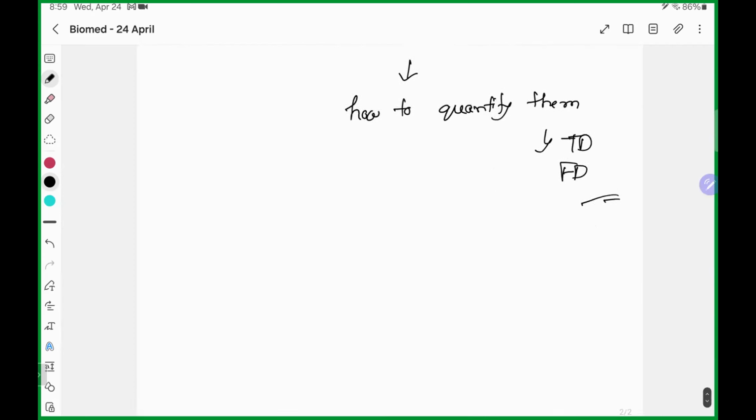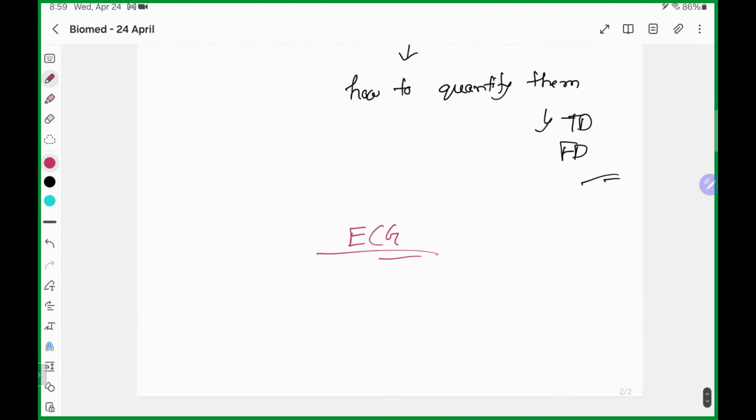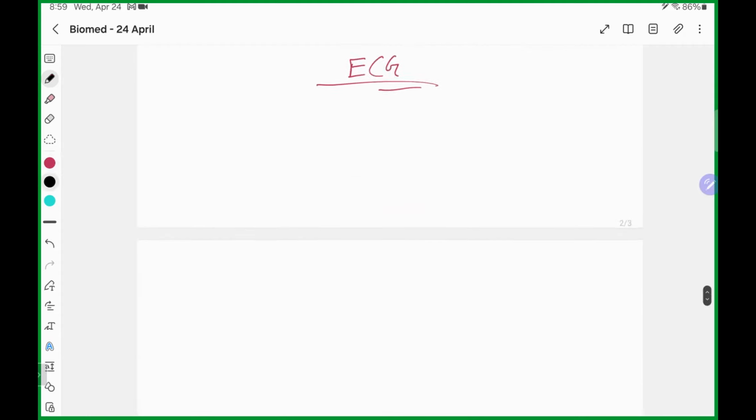Now, let's start with our first one. We'll start with ECG. ECG is the most common, so we'll start with this one.